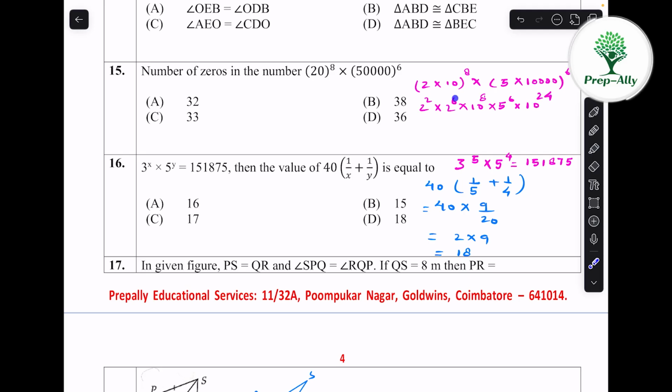So now see here, 2 to the power 6 into 5 to the power 6. I'll get 6 zeros from here because I can write 2 into 5, 2 into 5, 2 into 5, like that. 2 into 5 whole to the power 6, right here, so 10 to the power 6. So 6 I'll get from here. So 24 plus 8, 32, plus 6, 38. So 38 is the answer.